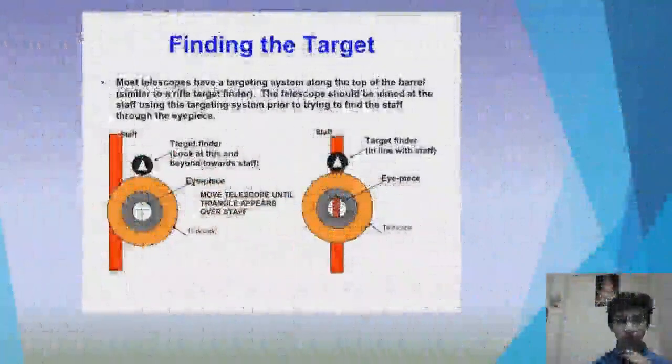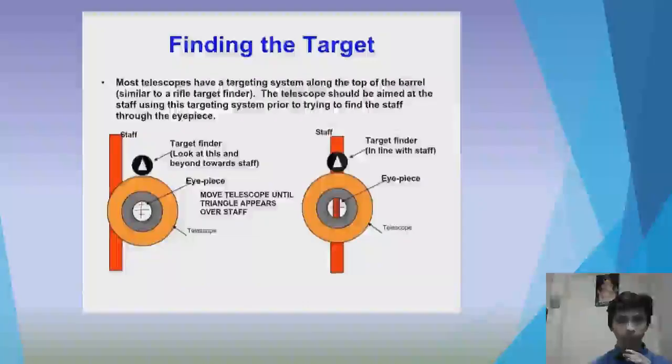Finding the target. Most telescopes have a targeting system along the top of the barrel, similar to a rifle finder. The telescope should be aimed at the target using this targeting system prior to trying to find the star through the eyepiece, like in the diagram. Go to the next slide.